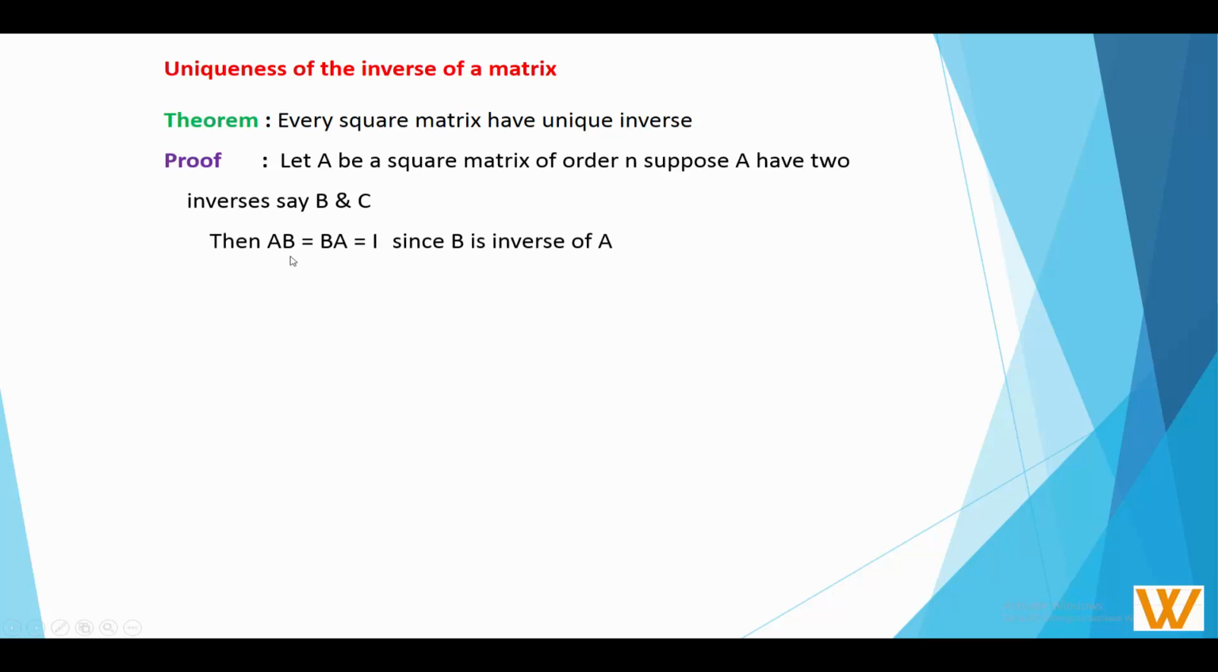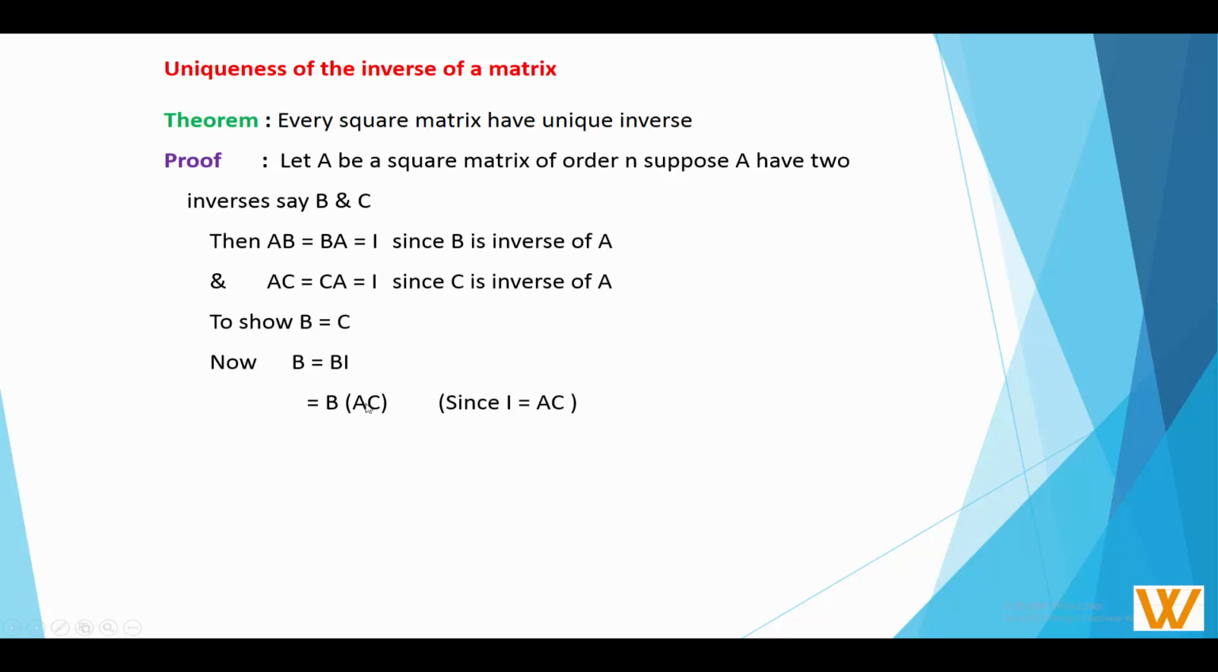Therefore we get AB equal to BA equal to I, because B is the inverse of A. Also C is the inverse of A, so AC equal to CA equal to I. Now to prove that B equals C, consider B equal to B into I. Consider only B. B is B into unit matrix I. Now we know the value of I: I is equal to AC. So B into AC, since I equals AC.